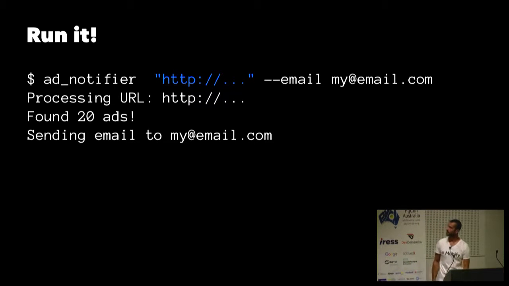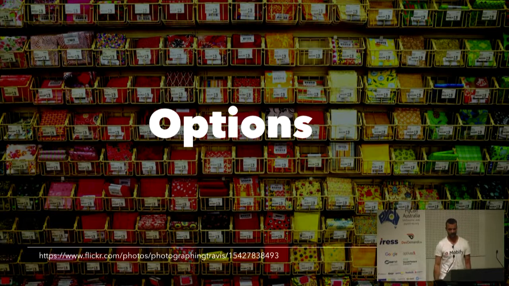Let's look at getting the notification email that we want for all the ads that we get. That's a good example for using an option on the command line. I want to pass that in because I might have different people that I want different search results for. Same here: it goes through, processes the URL, finds the ads, but this time it sends them out via email to the email that I specified.